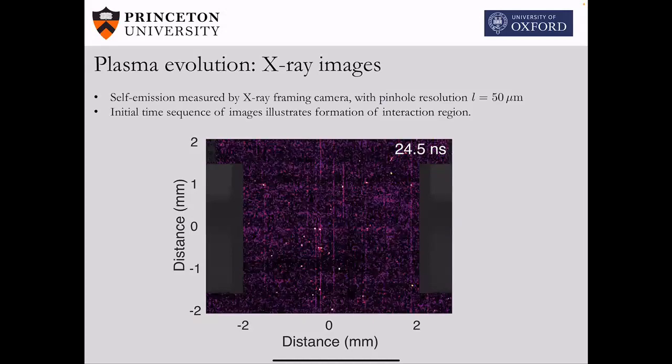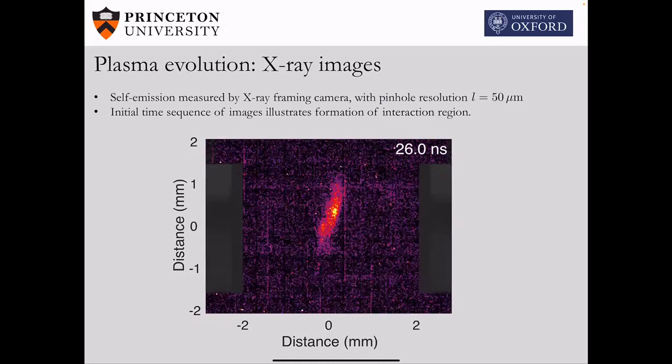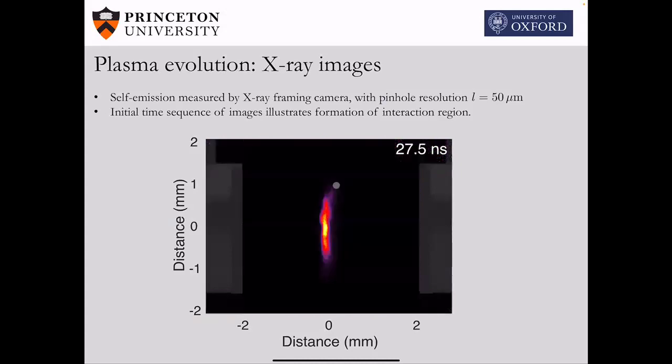At 24.5 nanoseconds, nothing is detected. However, by 26 nanoseconds, one begins to see evidence of a glowing region of plasma. And then subsequently, the emission dramatically increases due to the higher density specifically, but also the higher temperatures upon the formation of the interaction region plasma.